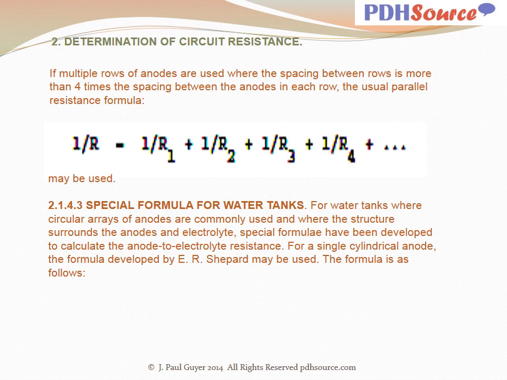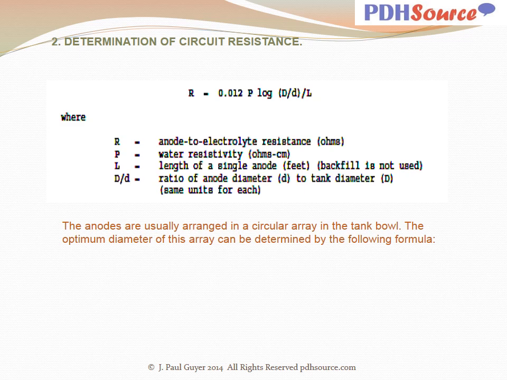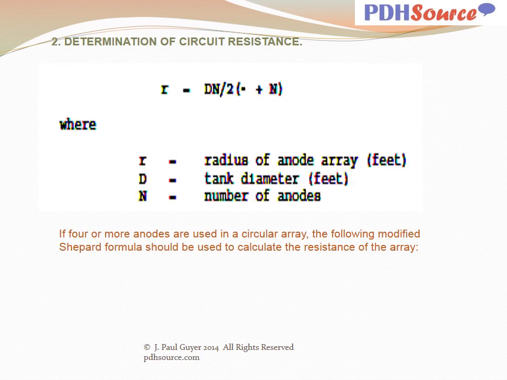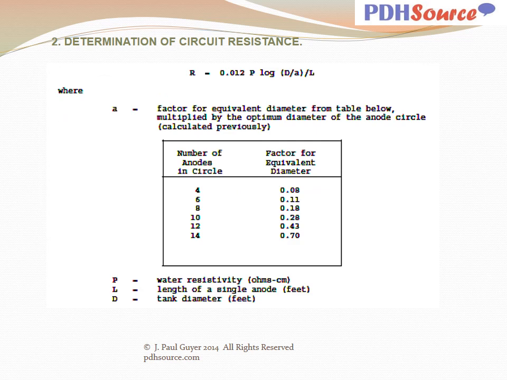For a single cylindrical anode, the formula developed by E.R. Shepard may be used. The formula is as follows, and indicated on this slide. The anodes are usually arranged in a circular array in the tank bowl. The optimum diameter of this array can be determined by the following formula indicated here. If 4 or more anodes are used in a circular array, the following modified Shepard formula should be used to calculate the resistance of the array, as indicated on this slide.